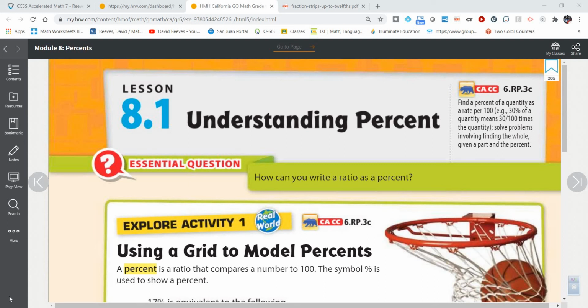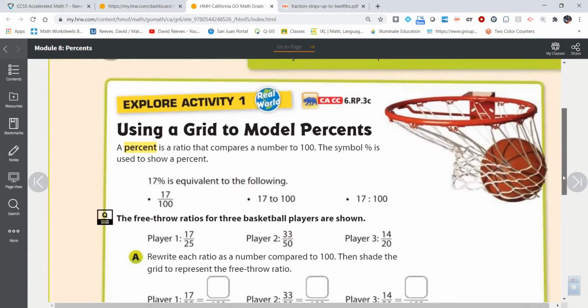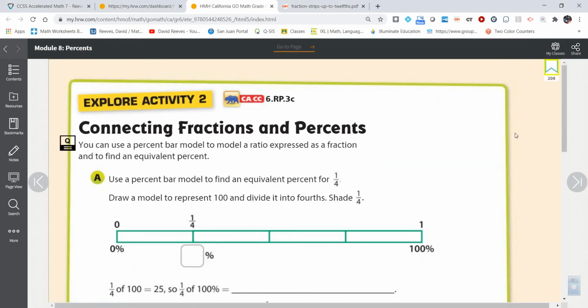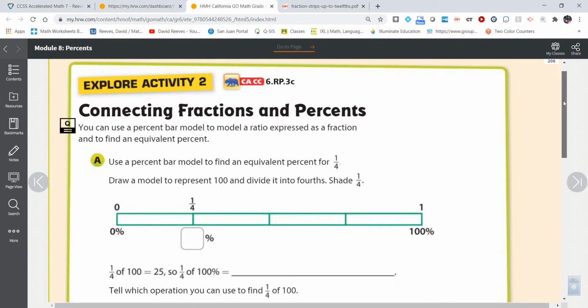Mr. Reeves back with you as we continue to look at lesson 8.1, Understanding Percent. So, in our previous video, we took a look at using a grid to model percent, and now we're going to dive into connecting fractions and percents.